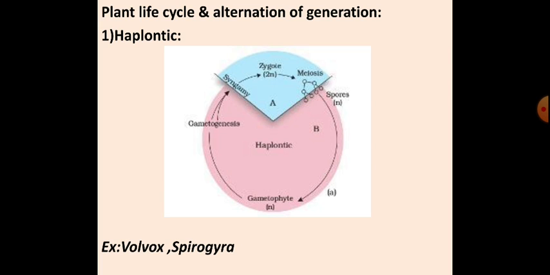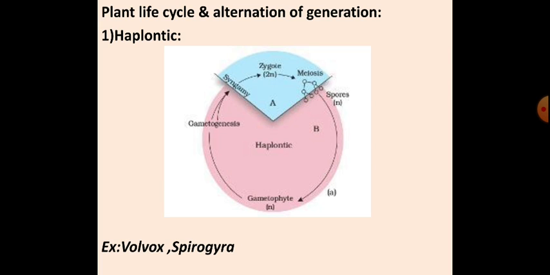Now, the dominant photosynthetic phase in such plants is the free living gametophyte. This kind of life cycle is called the haplontic life cycle. So the zygote will undergo meiotic division and form the spores. Spores will undergo mitotic division and form the gametophyte. Male and female gametes are released. That process is gametogenesis. The male gamete fuses with the female gamete, and that process is called syngamy or fertilization. Again it forms the diploid zygote and the cycle continues. This is the haplontic life cycle.